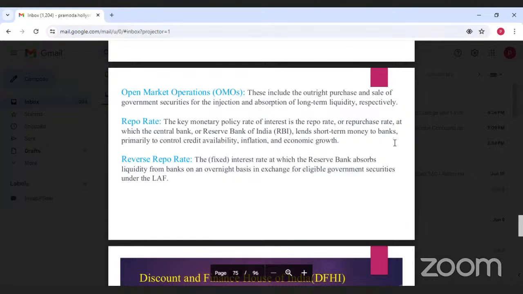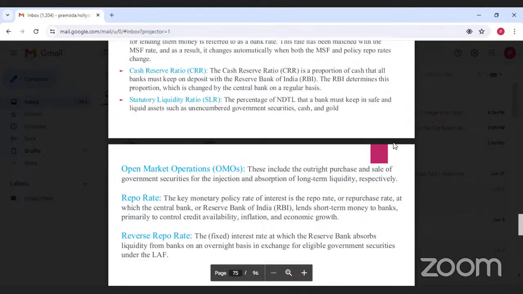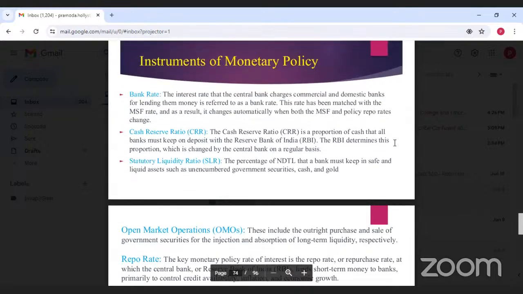Now, whenever the Reserve Bank of India wants to control the flow of money or the liquidity position of commercial banks, it will absorb the liquid assets of all the commercial banks at an interest rate. They will charge a huge rate of interest when the flow of money is high. If the money flow is less in the market, they will charge a lesser rate of interest. This is how the instruments of monetary policy work. Am I clear with all the contents?